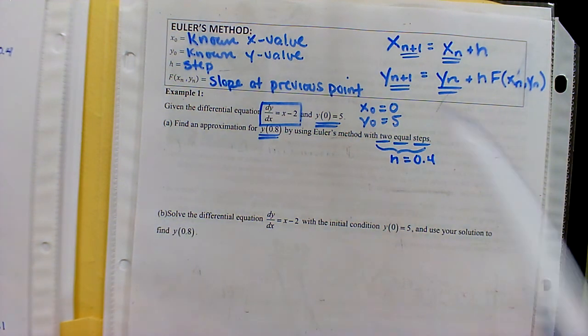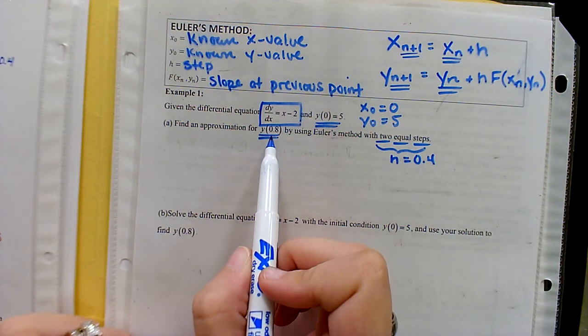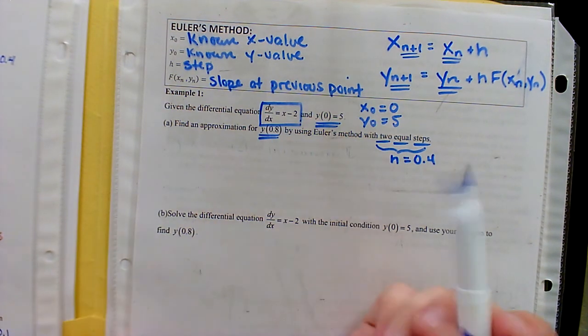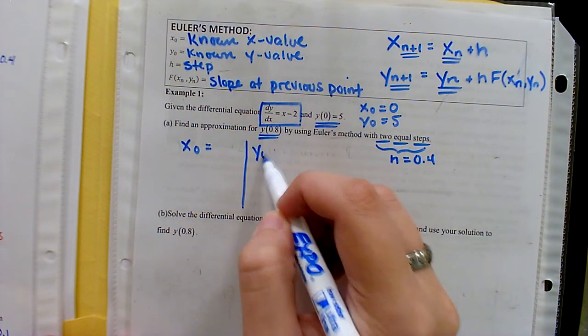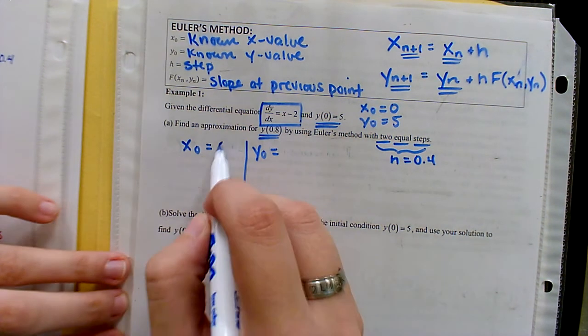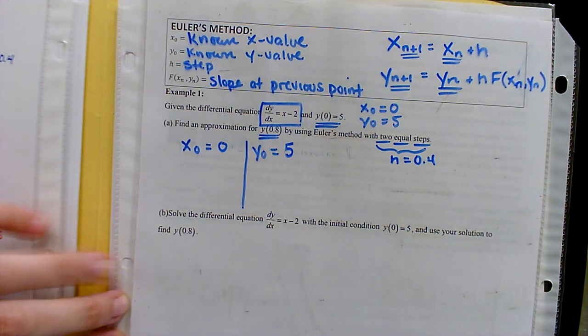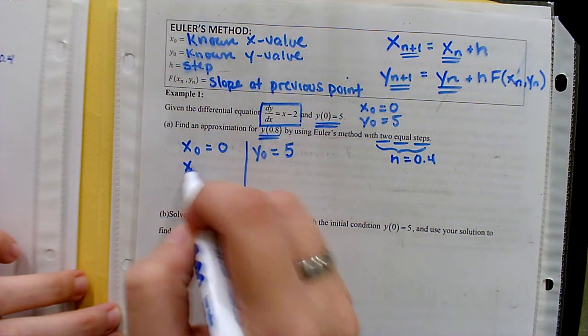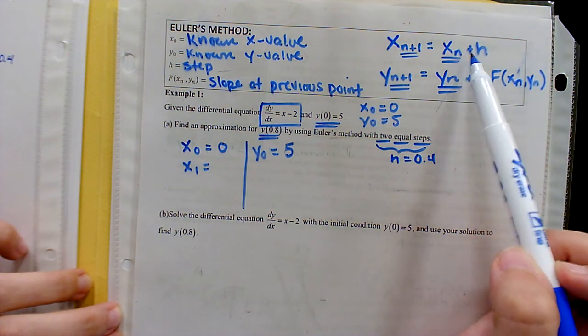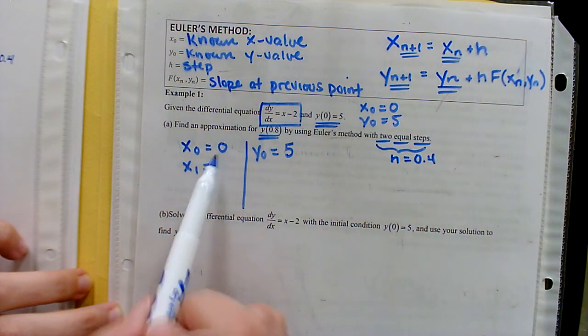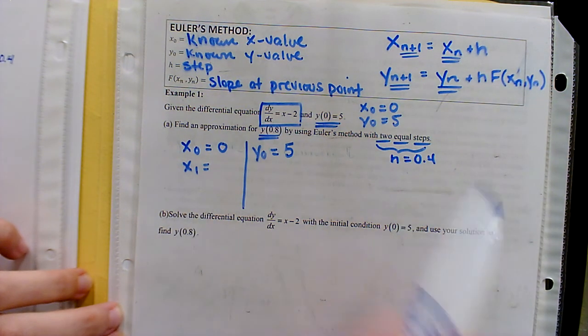Okay, 2 equal steps. So you have your beginning x value and the ending one that you're trying to approximate. What I like to do is create a table to make sense of all this. All right, so our beginning x value was 0. Our beginning y value was 5. Let's go ahead and find the new x value. To figure out the new x value, we take the previous x value plus the step. So we take 0 plus the step of 0.4, which would just be 0.4. The x's are always the easiest ones to do.